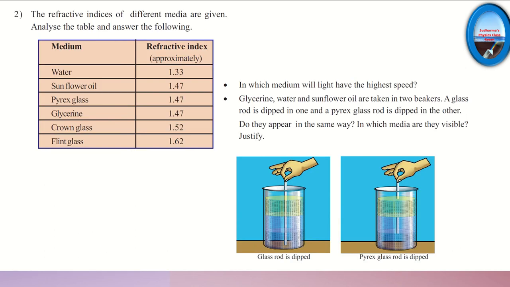Then question number 2 in the extended activities. The refractive indices of different media are given. Analyze the table and answer the following. So medium and refractive index are given. In which medium will light have the highest speed? And when we have to calculate the highest speed medium, we know that refractive index is inversely proportional to speed. So when the speed is highest, refractive index will be least.